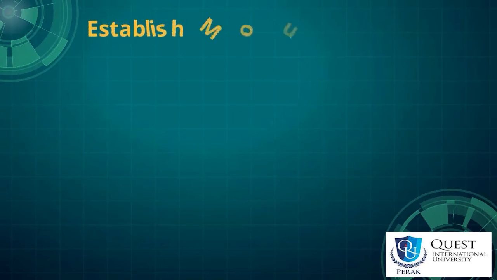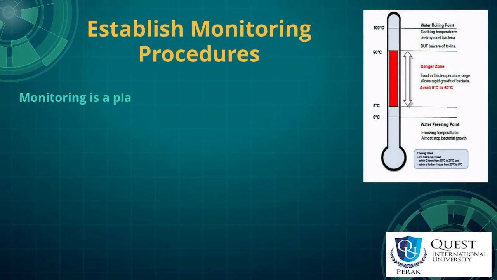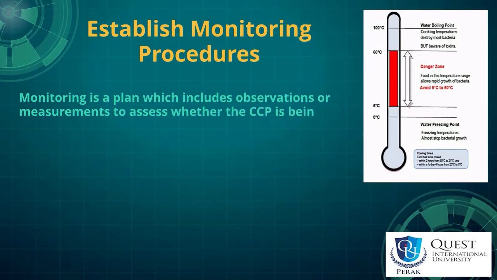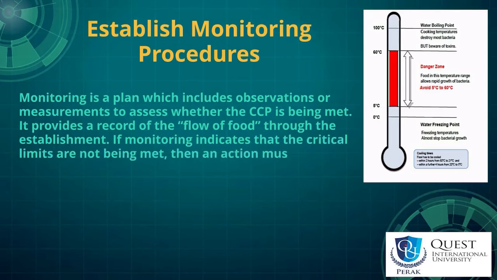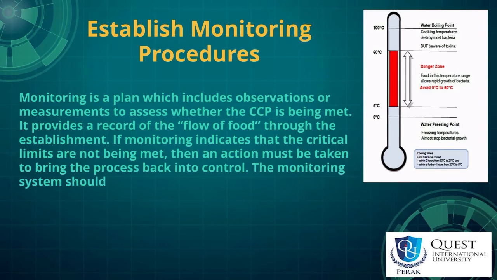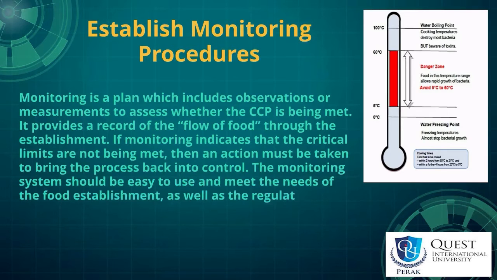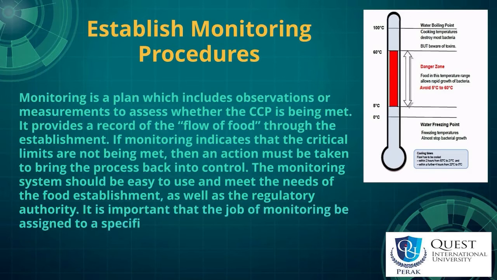The fourth step is about establishing monitoring procedures. Monitoring is a plan which includes observations or measurements to assess whether the CCP is being met. It provides a record of the flow of food through the establishment. If monitoring indicates that the critical limits are not being met, then an action must be taken to bring the process back into control. The monitoring system should be easy to use and meet the needs of the food establishment as well as the regulatory authority. It is important that the job of monitoring be assigned to a specific individual and that they be trained on the monitoring technique.